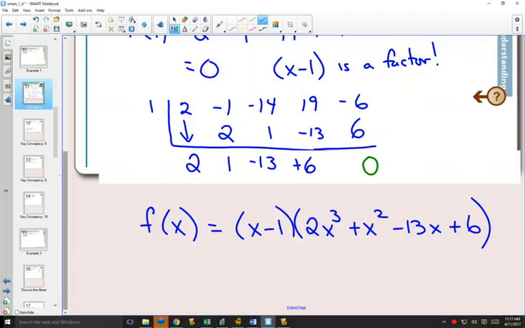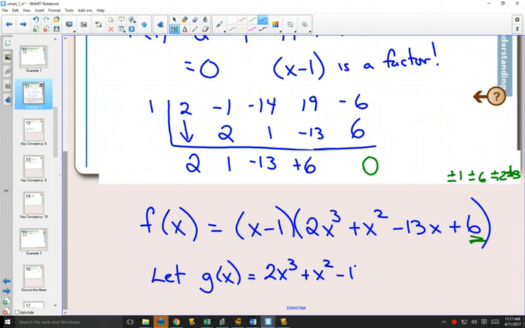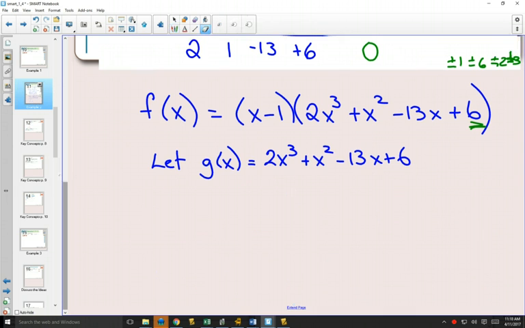So now I need to factor this new one. I still have a 6 at the end. So I'm going to have to try plus or minus 1, plus or minus 6, plus or minus 2, and plus or minus 3 as well. And now I'm checking my new expression. Just so that I have new terms to work with, I'm going to define g of x to equal this part. That way I can show notation.